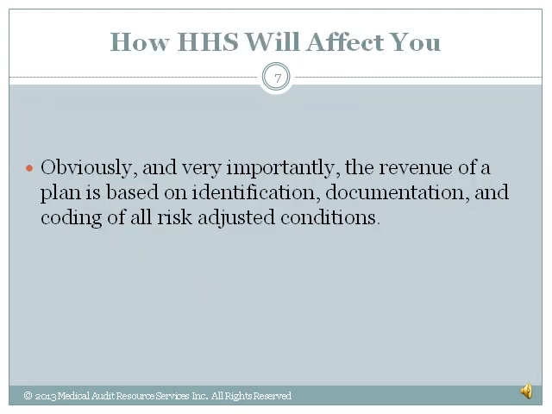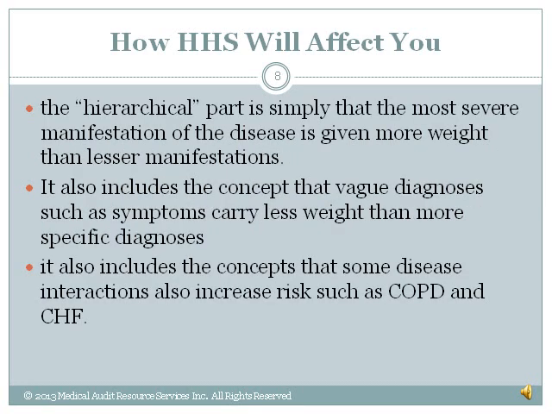So let's bring it home. How will this affect you? Obviously, and very importantly, the revenue of a plan is based on identification, documentation, and coding of all risk-adjusted conditions. The hierarchical part is simply that the most severe manifestations of a disease are given more weight than lesser manifestations. It also includes the concept that vague diagnoses such as symptoms carry less weight than more specific diagnoses. And it also includes the concept that some disease interactions also increase risks, such as COPD and CHF together.